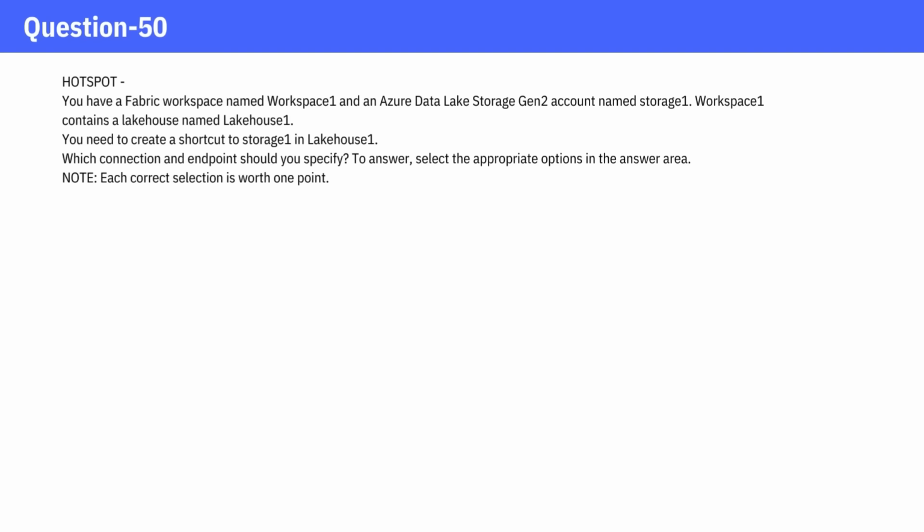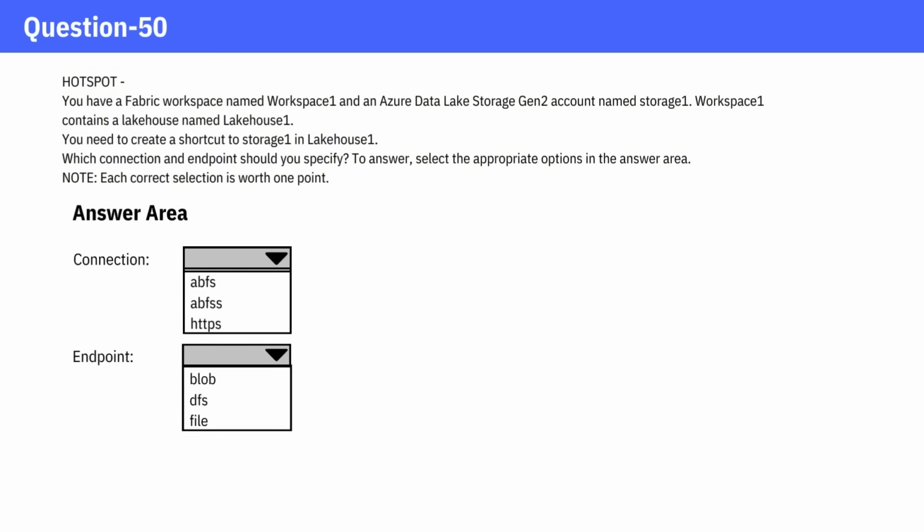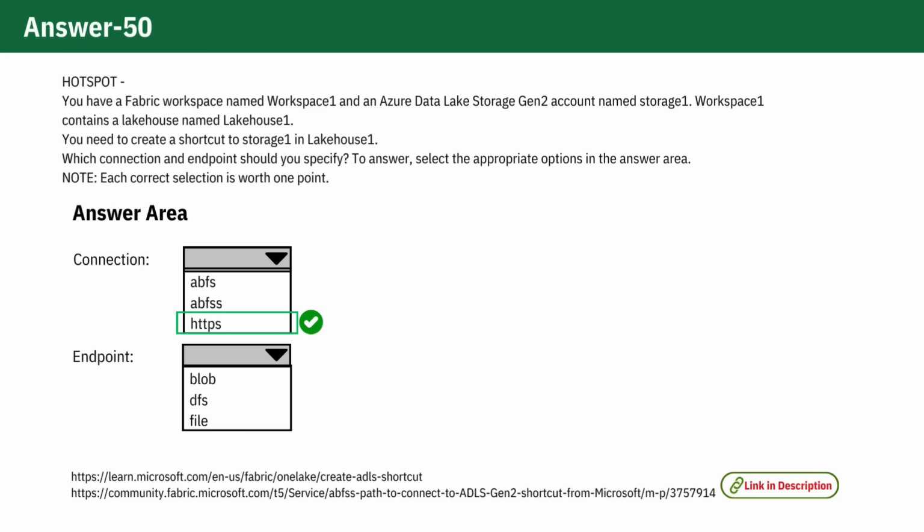Question 50. You have a Fabric workspace named Workspace 1 and an Azure Data Lake Storage Gen 2 account named Storage 1. Workspace 1 contains a Lakehouse named Lakehouse 1. You need to create a shortcut to Storage 1 in Lakehouse 1. Which connection and endpoint should you specify? To answer, select the appropriate options in the answer area. The correct answer for connection protocol is HTTPS, and for endpoint is DFS.